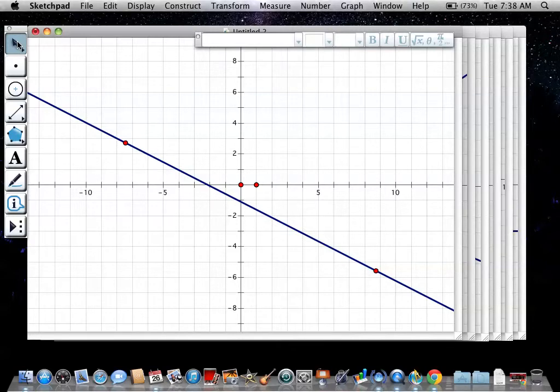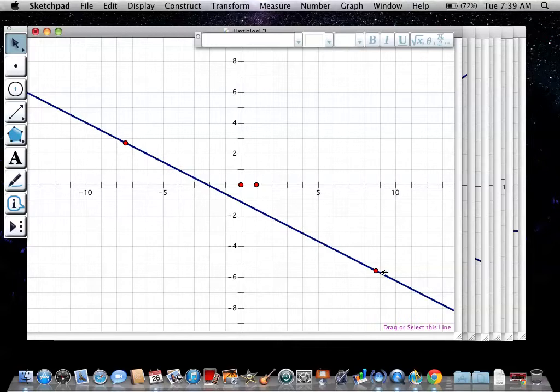Okay, in this video we're going to talk about Chapter 3, Sections 5 and 6. It mainly deals with slopes and their equations. So we're going to talk about slope first. If you notice here I have a line, and the slope of a line is just its rate of change from point to point.